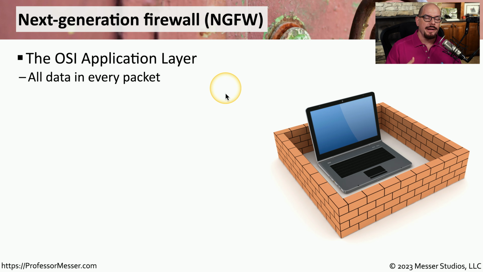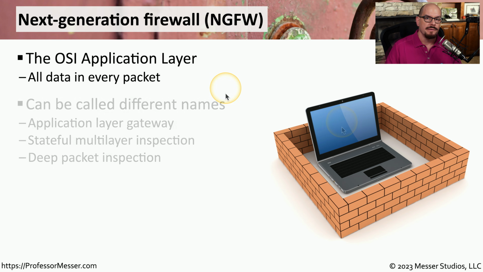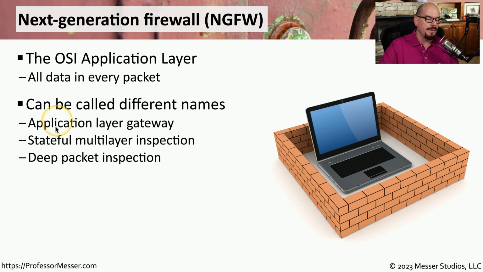These devices operate at OSI layer 7, so they're able to make forwarding decisions based on the applications that are being used on the network. Sometimes you'll hear these next-generation firewalls described as application layer gateways, stateful multi-layer inspection devices, or deep packet inspection.